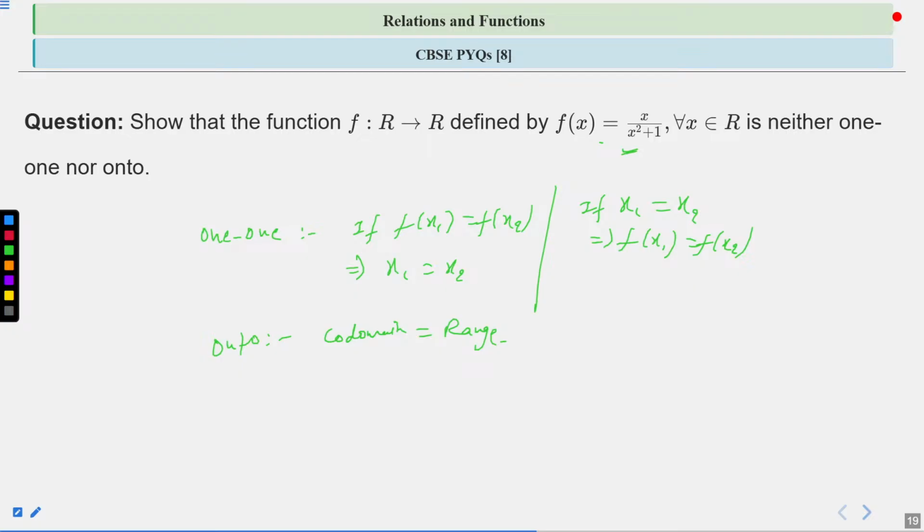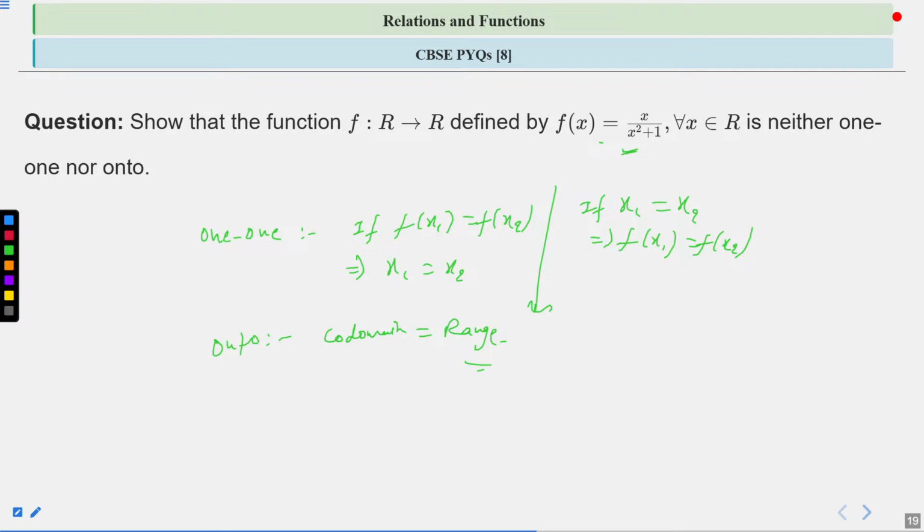So for the function to be 1-1, this condition should be satisfied, and for the function to be onto, this condition should be satisfied. Let us check whether these two conditions are satisfied in this question or not. If they are satisfied, then we can say that it is 1-1 and onto, and if not, then it is neither 1-1 nor onto, right? So in this way you can try to think about this question.